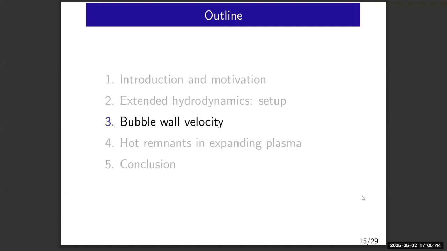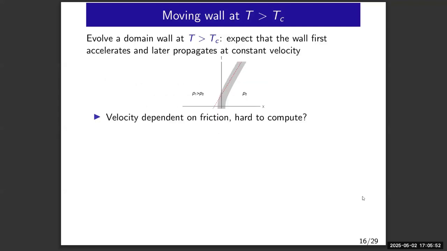And the first application that I want to discuss briefly is the application to bubble wall velocity. You notice that I'm using quite a bit of time already. So, okay, what do you expect? If you take a domain wall and put the system at a temperature which is higher than the critical temperature, you expect that the domain wall starts moving. First it accelerates and later propagates at constant velocity. And you expect also that this velocity somehow depends on some friction, which is hard to compute.